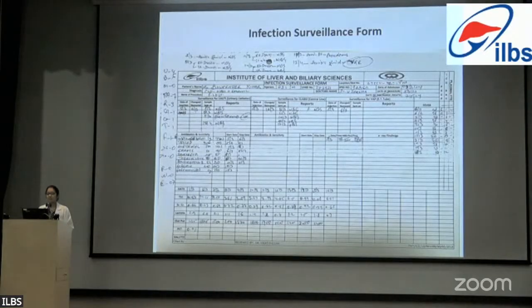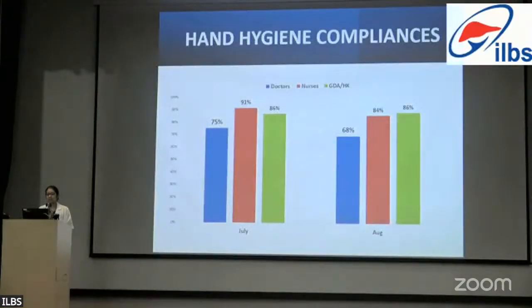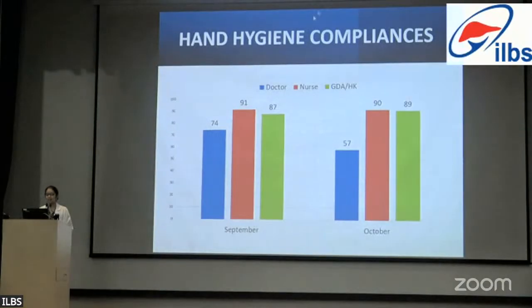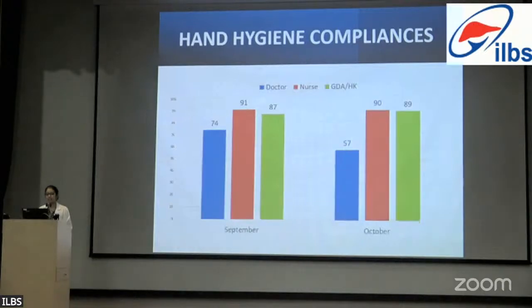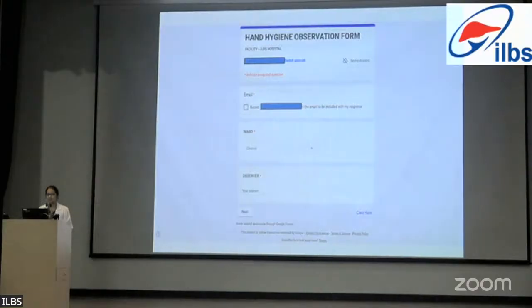This is the infection surveillance form that we used to collect all the data, which was shown to you. This is the hand hygiene compliance. As we can see here, hand hygiene compliance is least for the doctors, especially in the month of October. It has decreased to around 50%. In the last presentation for July and August also, the least hand hygiene compliance was from the doctors only. The nurses and GDA percentages are acceptable. This is the hand hygiene observation form through which we collect all the data.